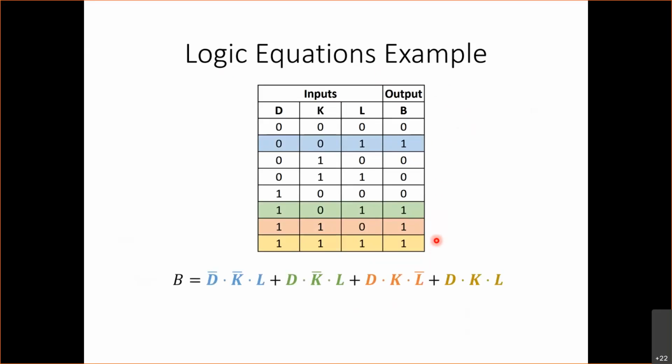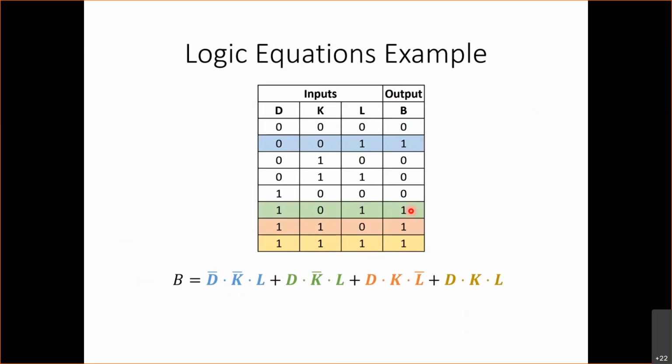So for example, here we can say that B equals, for the first row, B is 1 when D is 0, K is 0, and L is 1. So here we can write that B is not D and not K and L. In other words, if D here is 0, not D will be 1. If K is 0, not K will be 1. And then L is 1. Here we'll have 1 and 1 and 1, which will give us 1 for B. So this term over here corresponds to the first row.